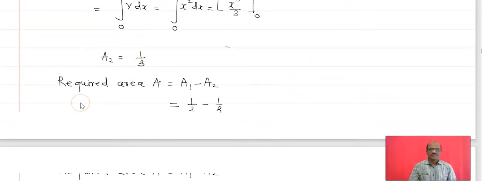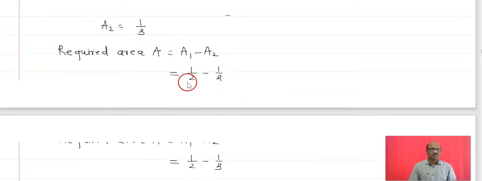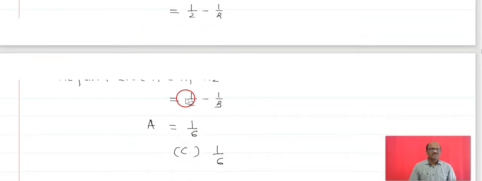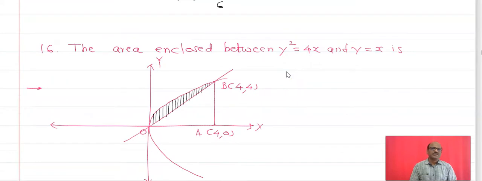And therefore the required area A is equal to A1 minus A2, that is, 1 upon 2 minus 1 by 3. And hence their subtraction gives A is equal to 1 by 6. And option C is the correct one. Again, the next problem is also very interesting.